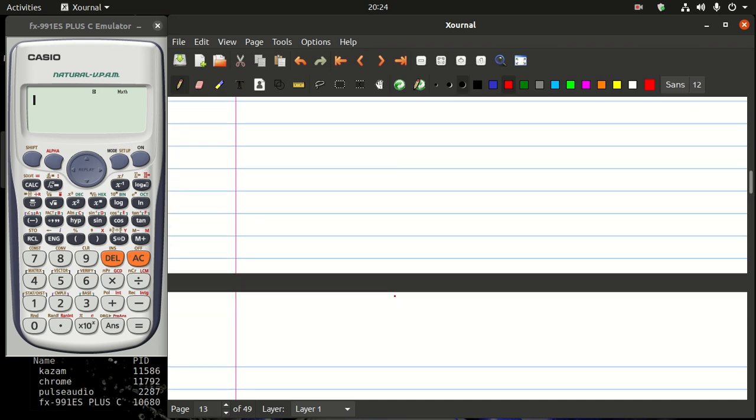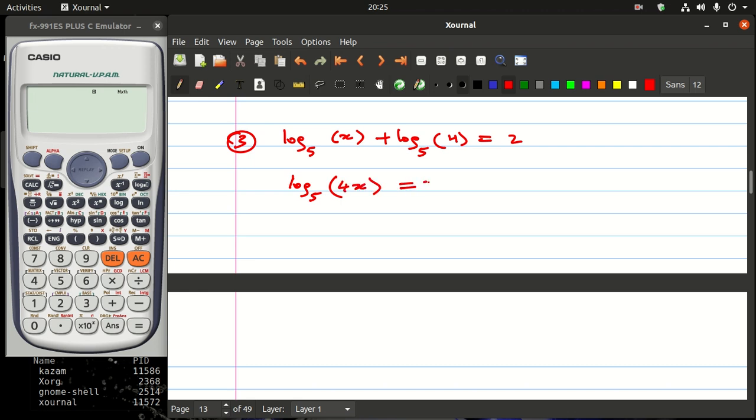And then the third question is saying that we have log base 5 of x and then plus log base 5 of 4 is equal to 2. So if you look carefully here, this base and this base are the same, and you have a plus here, which means that I can always have a single log. The base is the same, I keep it, but because of a plus, I multiply this with that, so we'll end up having 4x is equal to 2.